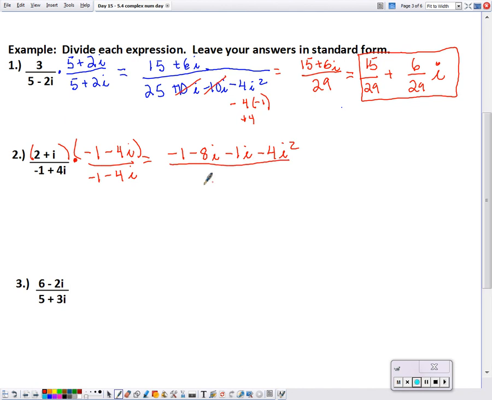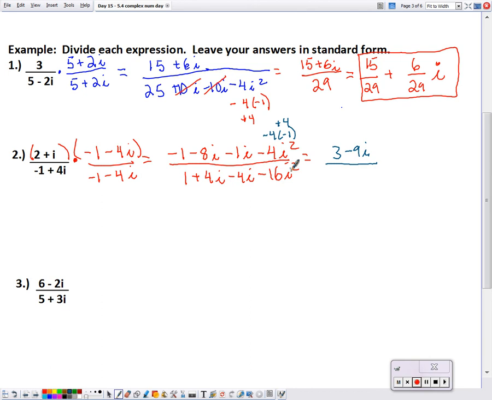The denominator is going to become 1 plus 4i minus 4i minus 16i squared. If we simplify the numerator, this negative 4i squared we know is negative 4 times negative 1, so this just becomes positive 4. So then negative 1 plus 4 gives us 3. Negative 8i minus 1i gives us minus 9i.